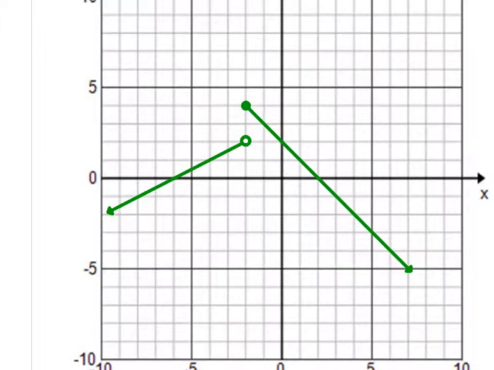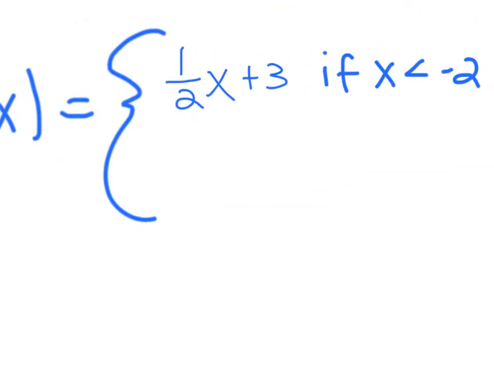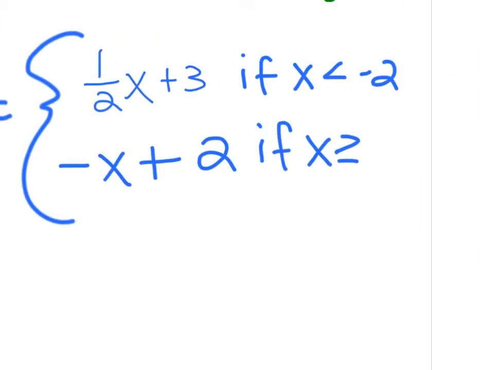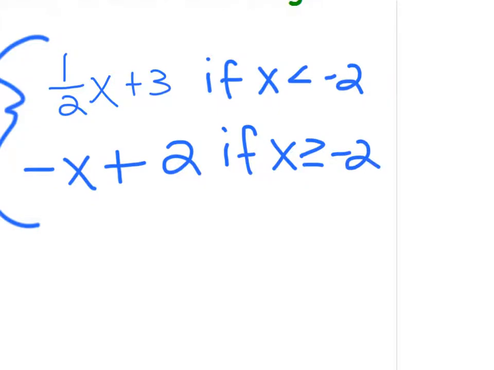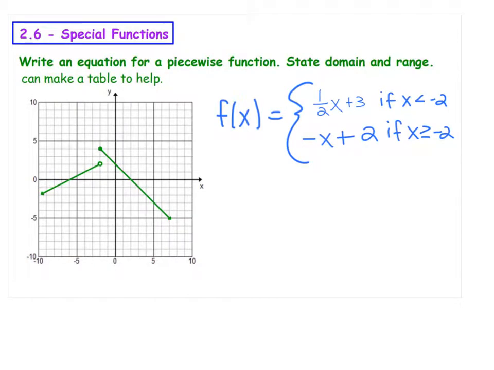To find the equation of this line is even easier, because I can see the y-intercept right here is 2, and then I can get my slope is just -1. So -1x plus 2. Or you can just say -x, you don't have to say -1x. Plus 2 if x is greater than or equal to -2. And that's it. That is the piecewise function represented in that graph.